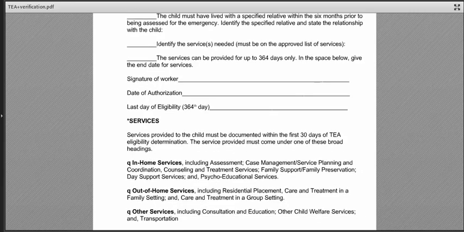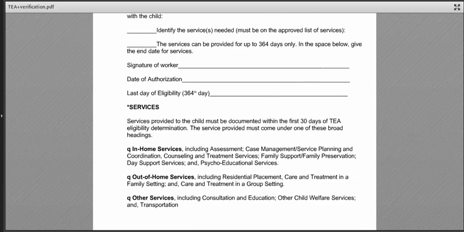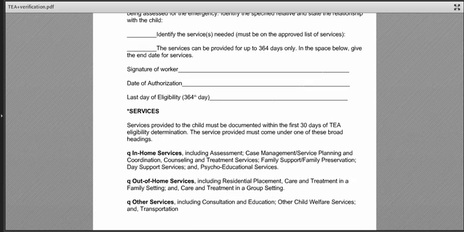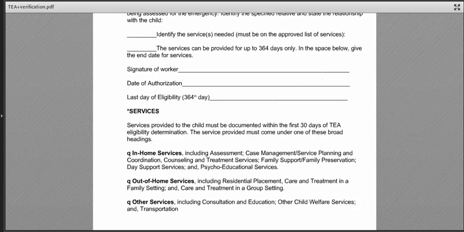And then down at the bottom, the services that are provided within the first 30 days of TEA eligibility have to be documented. It has to come under one of these broad headings. In-home services would include assessment, case management, and service planning and coordination, which is obviously critical. That's part of what we do in in-home services. So that service by itself is going to automatically meet that requirement.